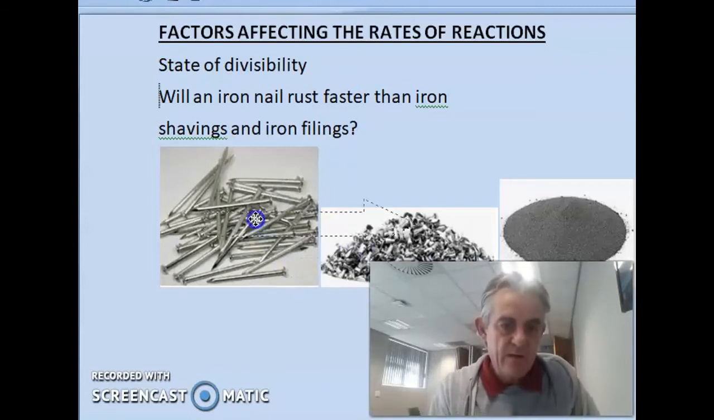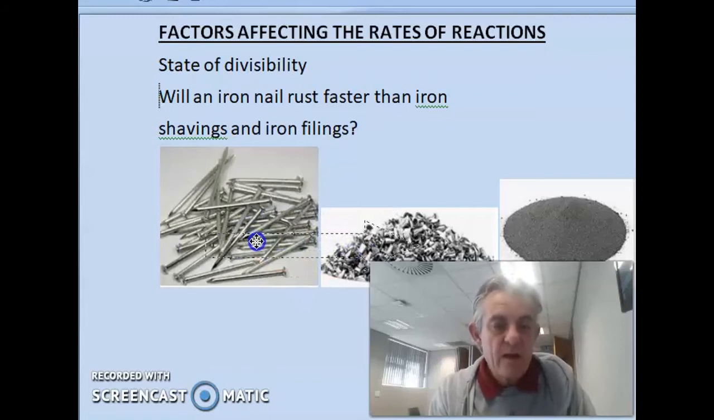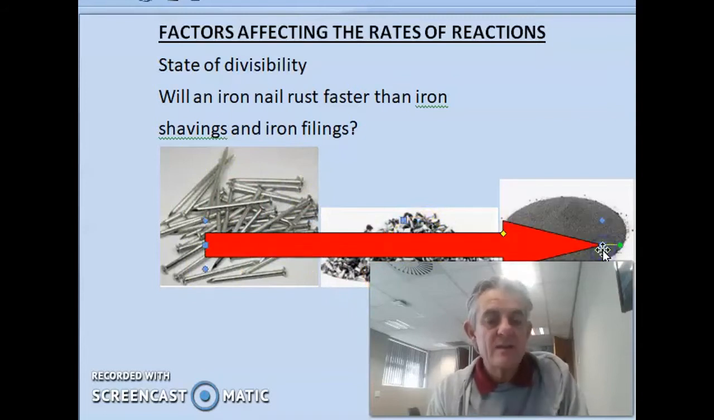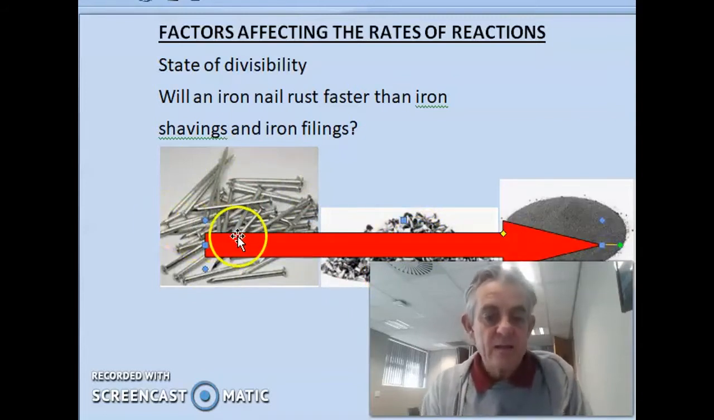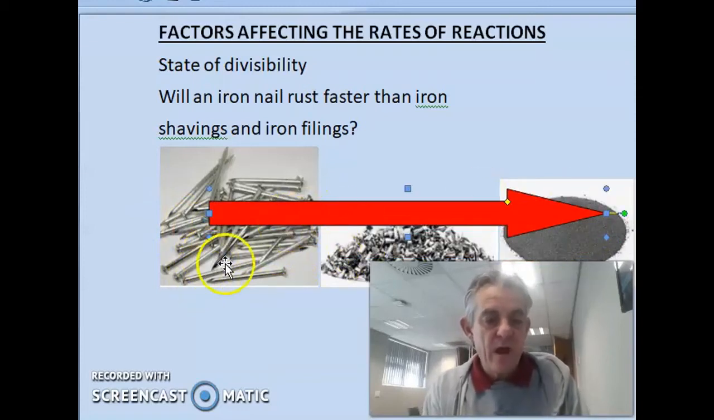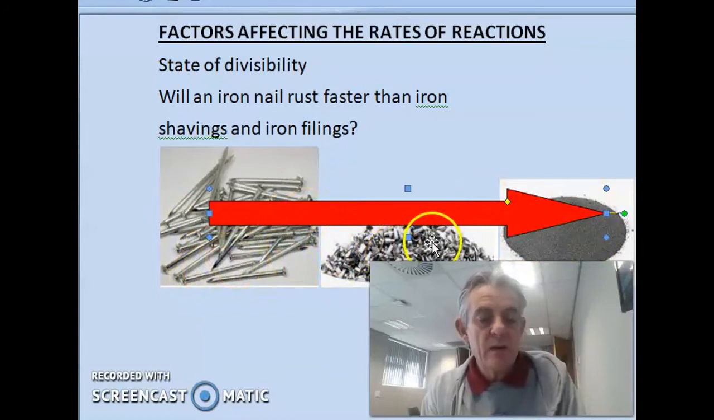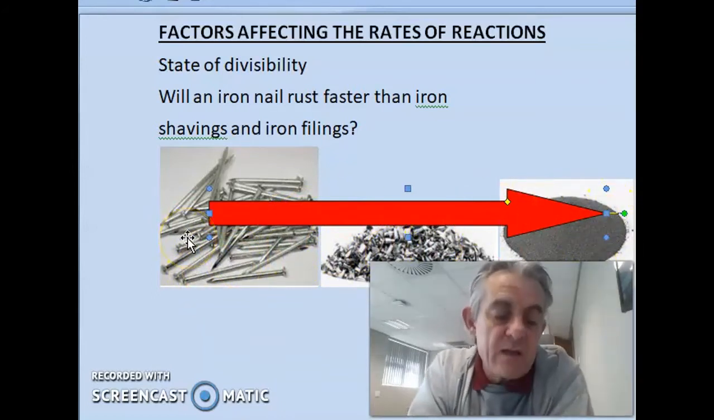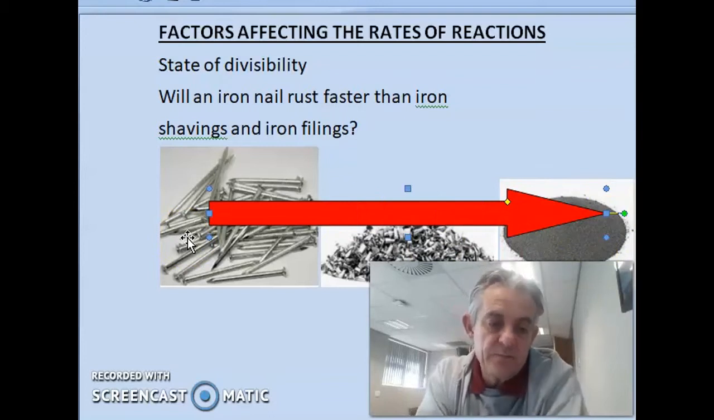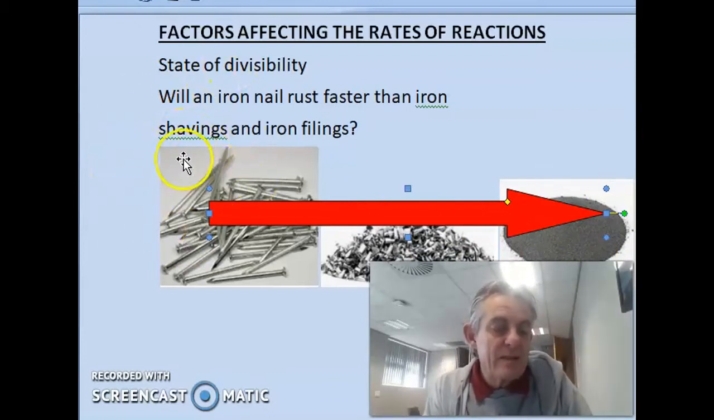Okay, that is correct. We expect that the iron nails would rust slower than the iron filings. We expect this increase across. So this reaction would be slower than that one, and this one would be slower than that one. So the iron filings would react faster than the iron nails with the water and the oxygen to form rust. And that is what I mean by the state of divisibility.